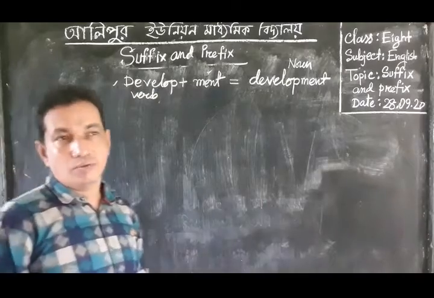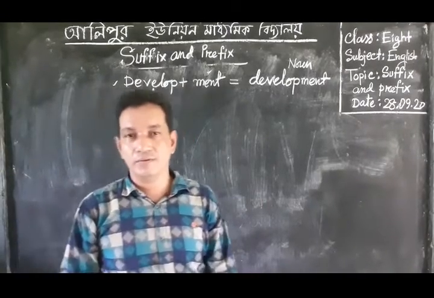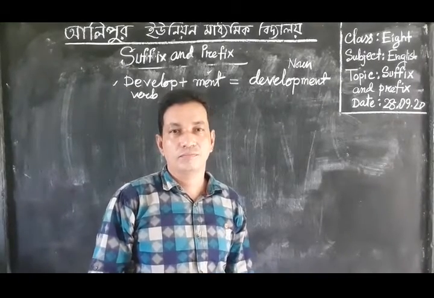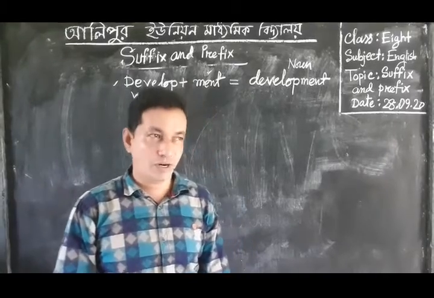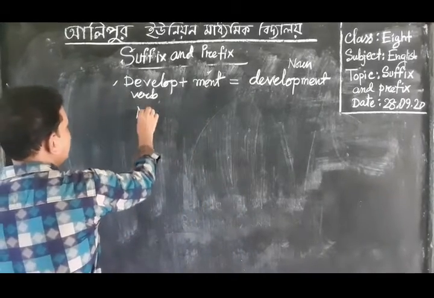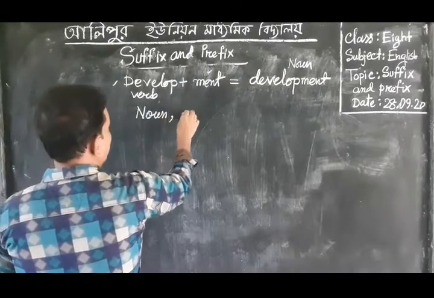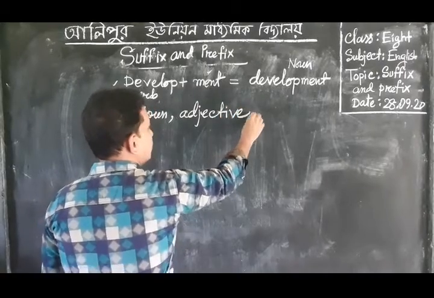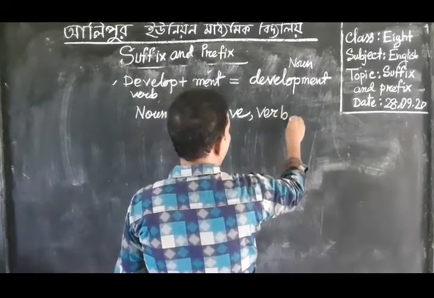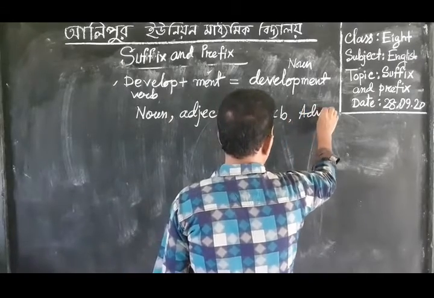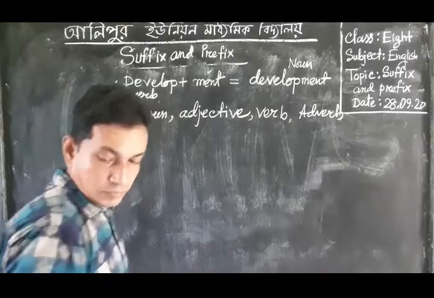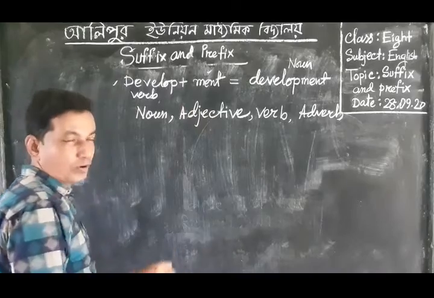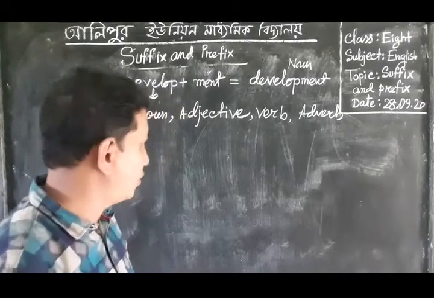So dear learners, we should bear in mind that only suffix and prefix will be possible by four types of part of speech such as noun, adjective, verb and adverb. These four types of part of speech are called root words. They are root words.